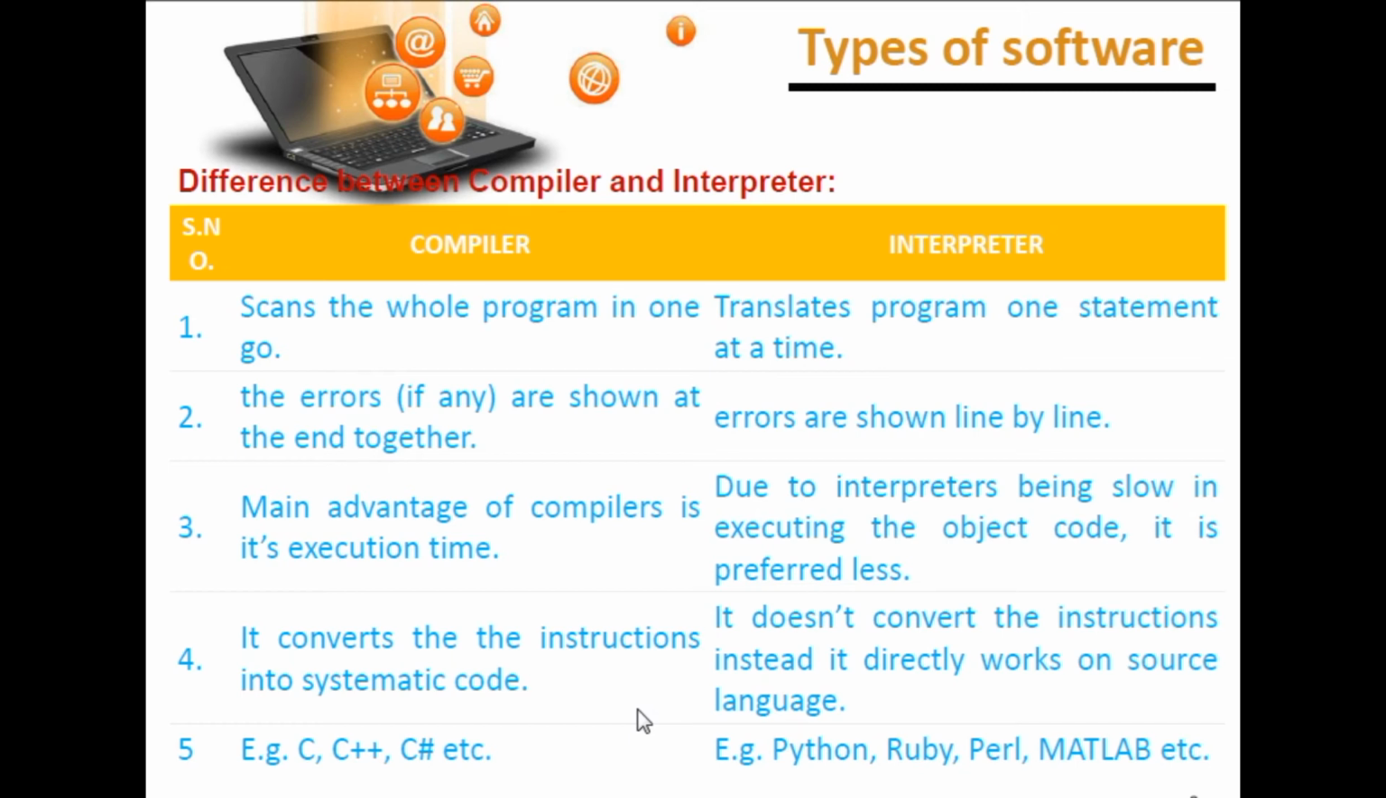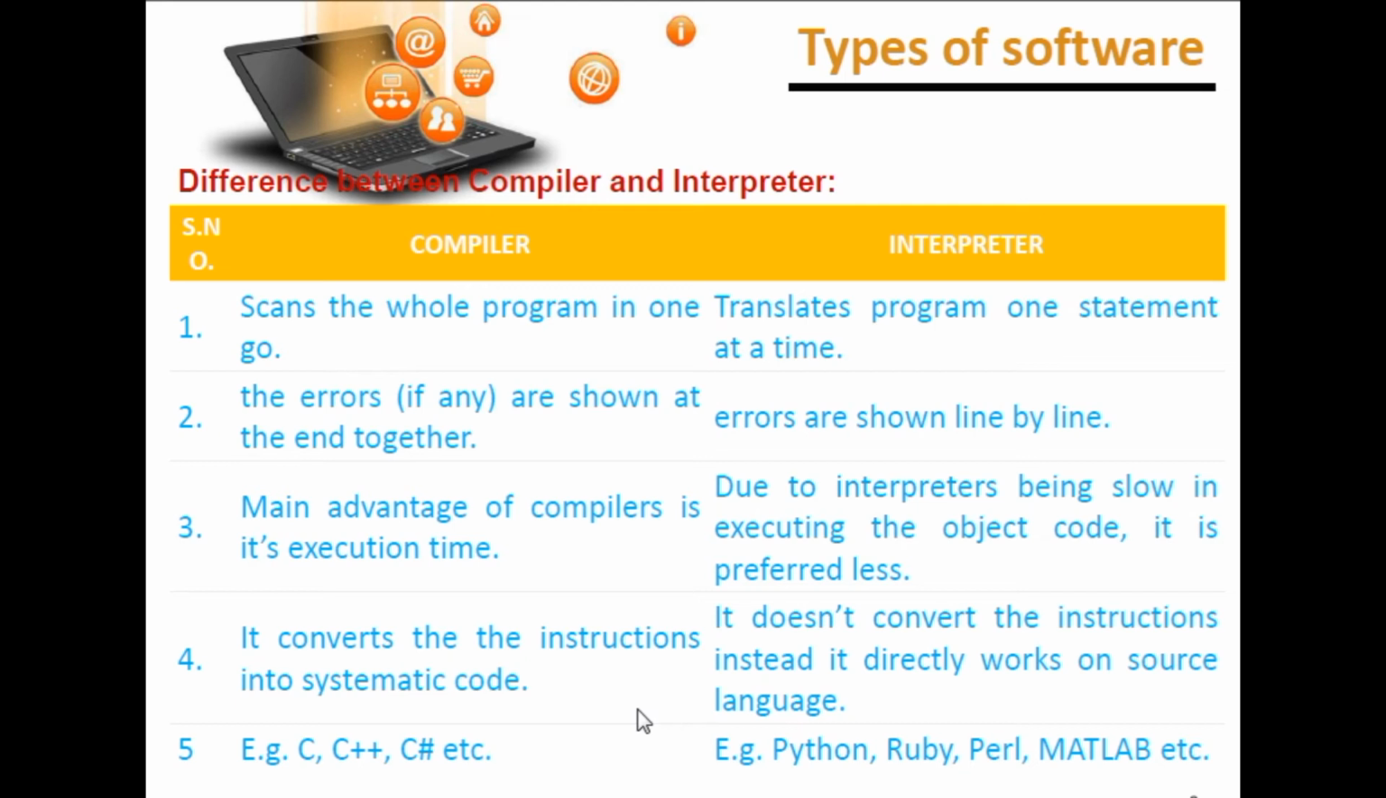First, compiler scans the whole program in one go, whereas interpreter translates the program one statement at a time. Second, the errors: if there are errors in a file, the compiler will show them together at the end of the file. Suppose there are 4 errors in my program, it will show you at the end of the program.